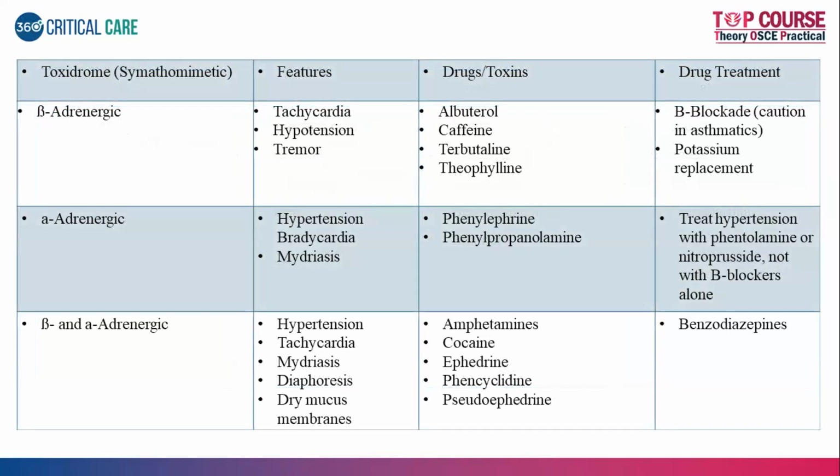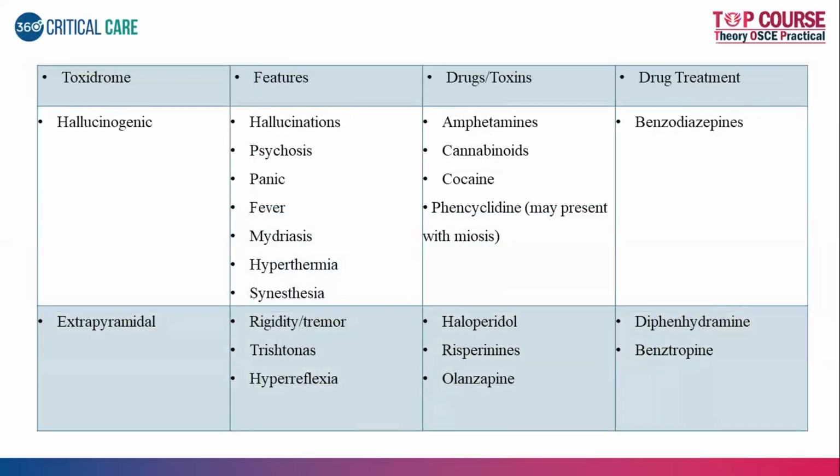Similarly, you have your sympathomimetics, where you have your beta adrenergics, alpha adrenergics, and a combination of beta and alpha adrenergics. So when you have time, you can just go through it. The other toxidromes include hallucinogenics, like your amphetamines, cannabinoids, cocaine. All these come under hallucinogenics, and your extrapyramidal toxidromes. Okay, rarely even haloperidol, risperidone, and olanzapine may also lead to rigidity, tremors, hyperreflexias.